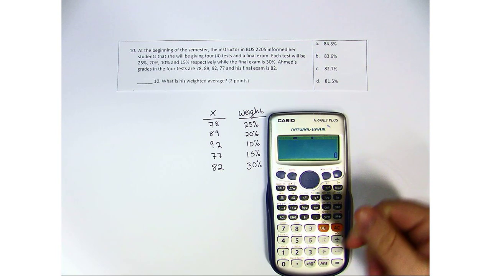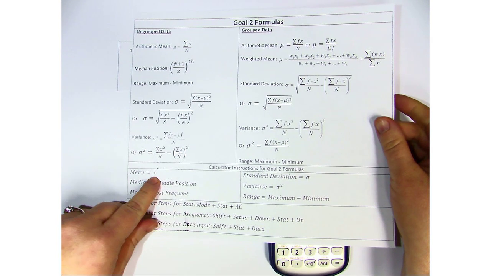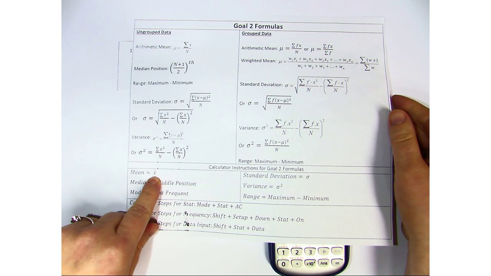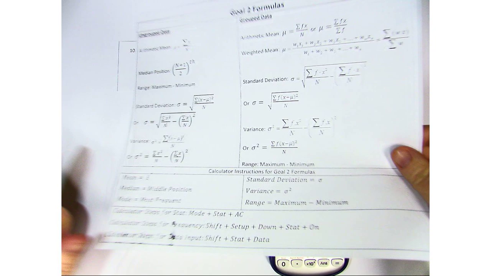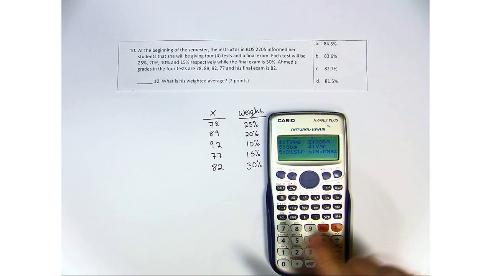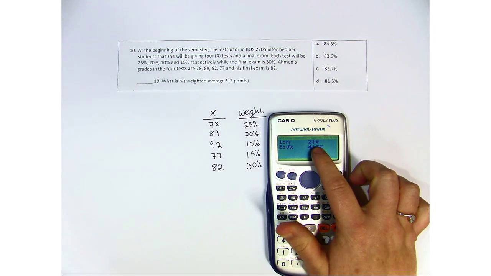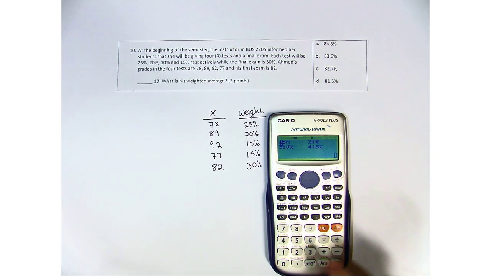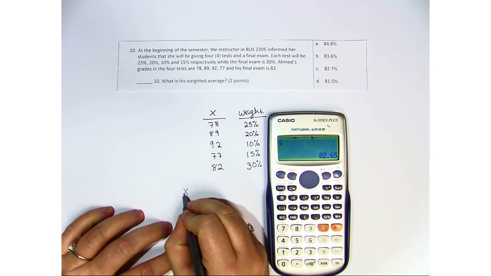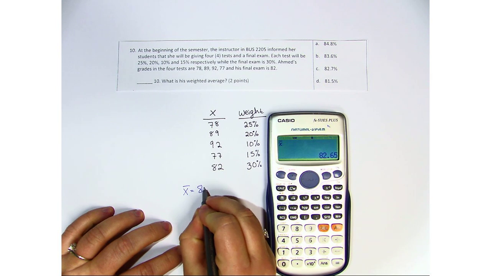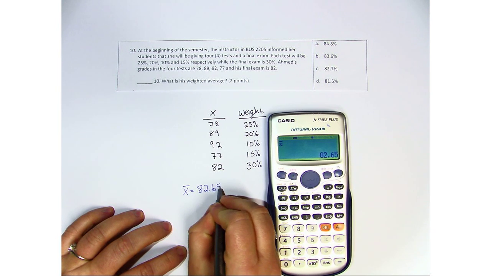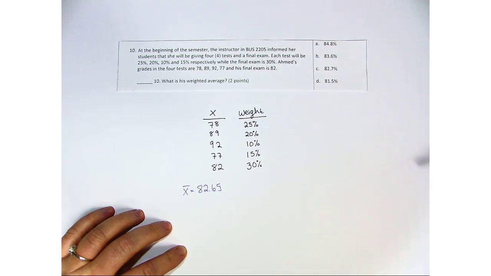Now, looking at our formula sheet, we know that the mean is X bar. And in order to get to that, we need to solve. So we're going to once again hit Shift 1 and go into Var. If you see here, this X bar is the mean, so we choose 2, and we get that the mean score is 82.65.